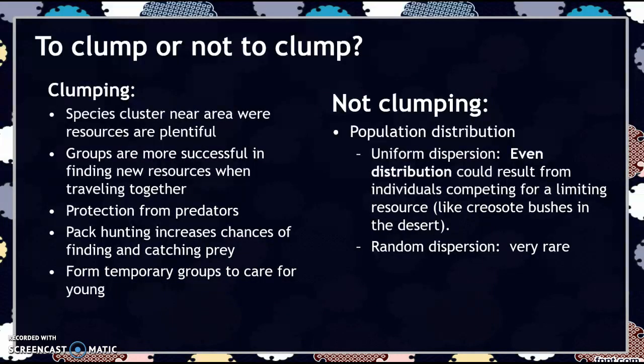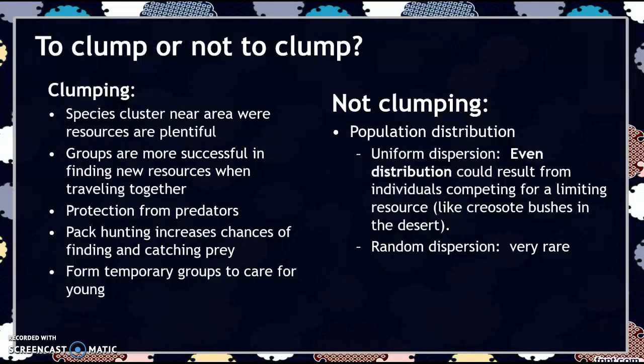So how do species decide whether they're going to clump or not clump? Clumping, species generally cluster near an area where resources are plentiful. Groups are more successful in finding new resources when they travel together. They protect themselves from predators. They engage in pack hunting because that increases their chance of finding and catching prey. And they form temporary groups to care for young.